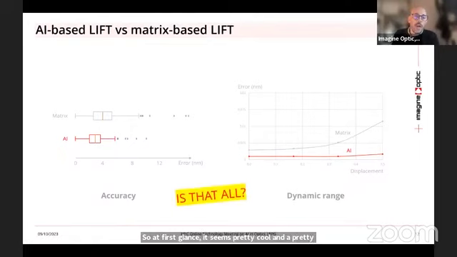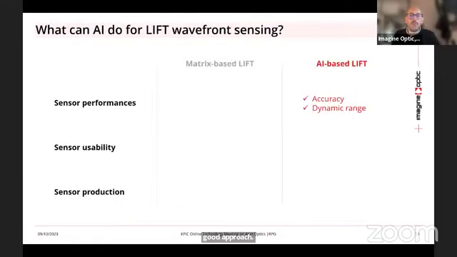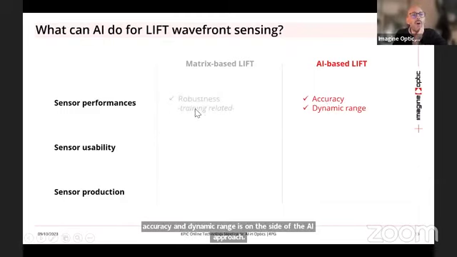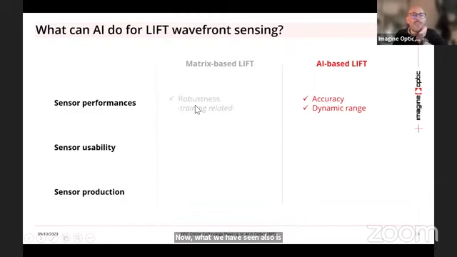Now, are these two parameters the only ones to be taken into account? And here is where I think we have to weigh carefully the pros and cons. So accuracy and dynamic range are on the side of the AI approach. Now, what we have seen also is that robustness is not so good in the case of the AI.